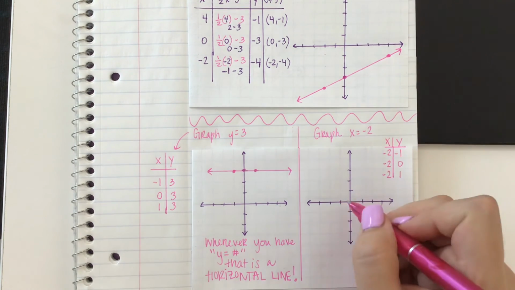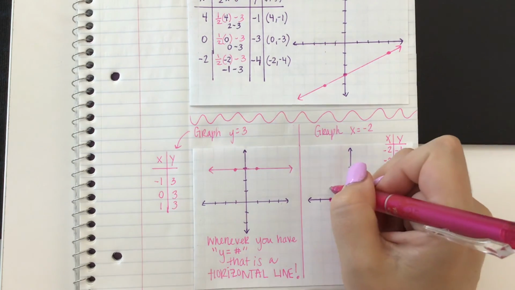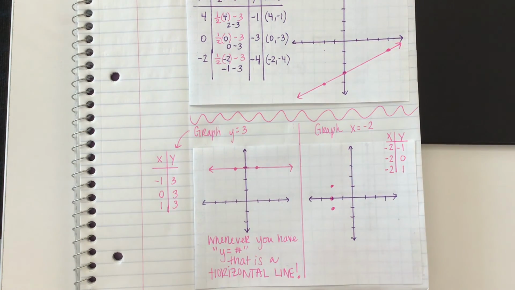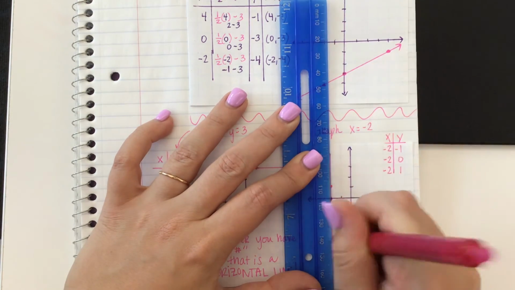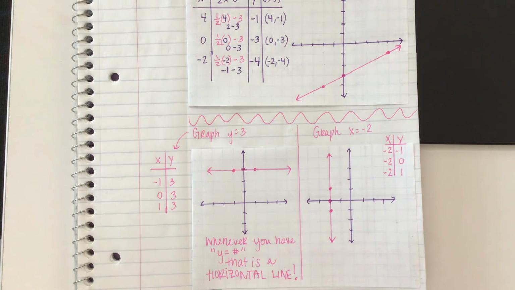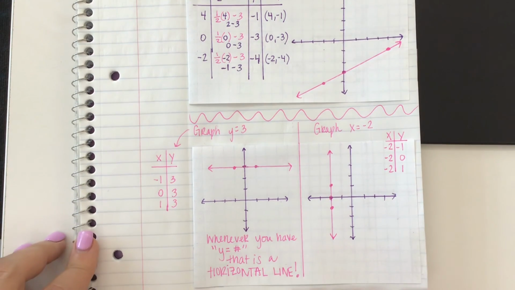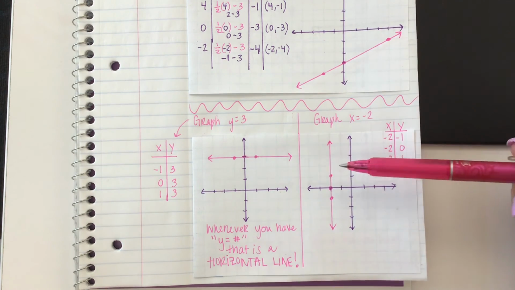So when we go ahead and graph those, we have negative 2 comma negative 1, we have negative 2 comma 0, and we have negative 2 comma 1. And then you connect your dots, and you make your line. So this is the line for x equals negative 2.